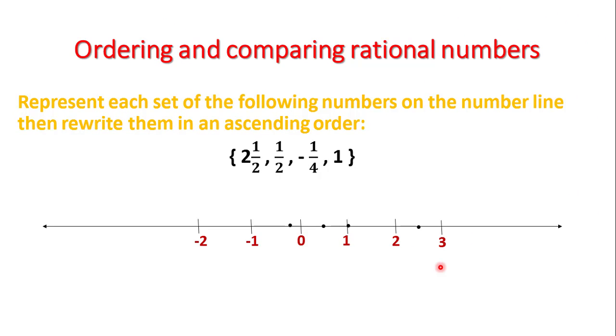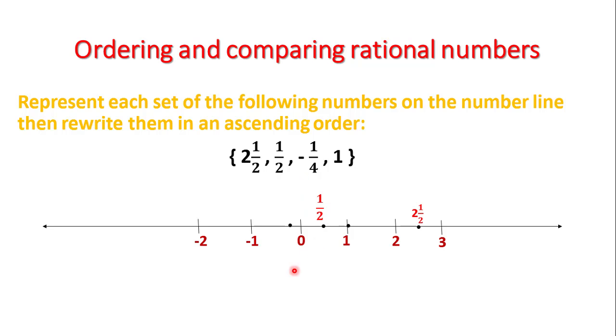Represent each set of the following numbers on the number line, we'll take one set, then rewrite them in an ascending order. Okay, let's begin with 2 and a half. 2 and a half, it means I'll put it in the positive side between 2 and 3. So this is 2 and a half. Half, also positive, but between 0 and 1. Okay, so this is half.